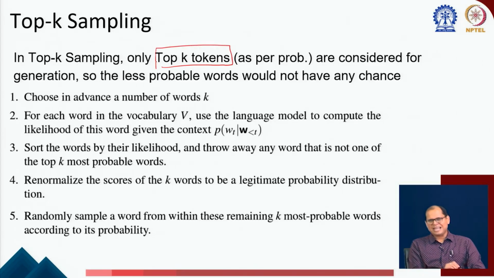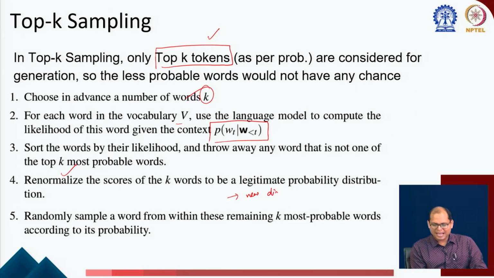It looks like beam search, except that you will sample from this. You will again apply some sort of random sampling between K tokens. That is not what you were doing with beam search. So you would only consider the top K tokens, but you would do random sampling from that. You choose K, and for each word in the vocabulary you compute the probability, sort them, and find the K most probable words. That is what we were doing in beam search, but now you renormalize the score based on these K words. You have a new probability distribution, and you randomly sample a word within these remaining K words as per this probability distribution.